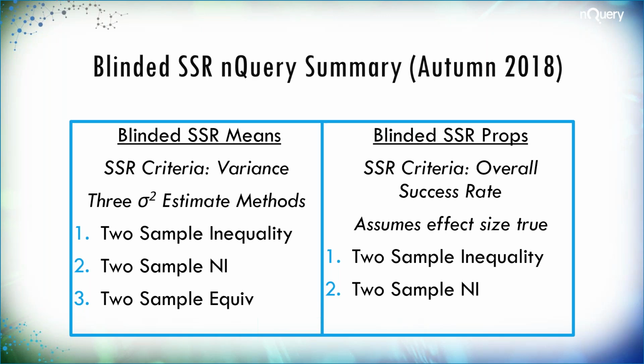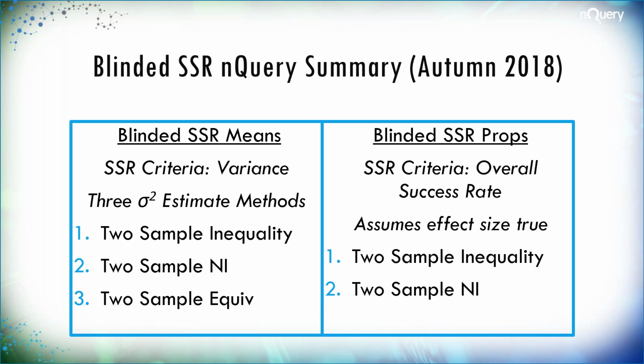Just to mention the options that will be available in the autumn release of nQuery, there'll be blinded sample size re-estimation for the two means case and the two proportions case. To give the overview here, the sample size criterion for the means case is the variance, or I should more say the per group variance. And there are 3 different methods that I'll show for what a reasonable estimate for the variance might be. And then for the proportions case, the overall success rate is used as the kind of nuisance parameter that you estimate from your blinded internal pilot.